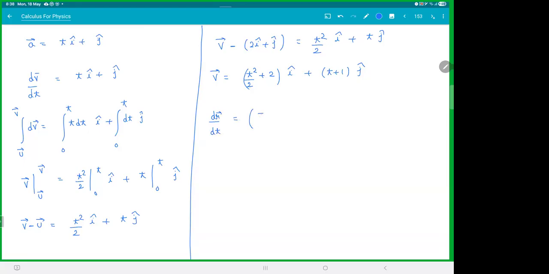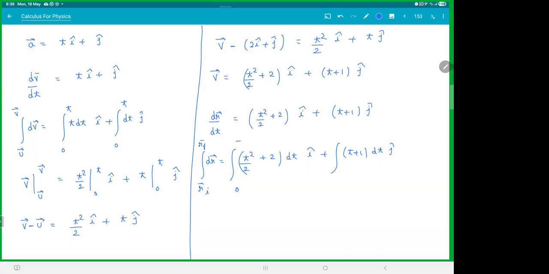So dr bar is (t square by 2 plus 2) dt i cap. I'm going to skip a step and integrate directly, so you can check it out, plus (t plus 1) dt j cap. Again, limits. This will go from r initial to r final. And this will go from 0 to time and 0 to time.